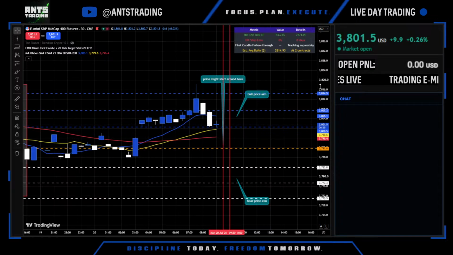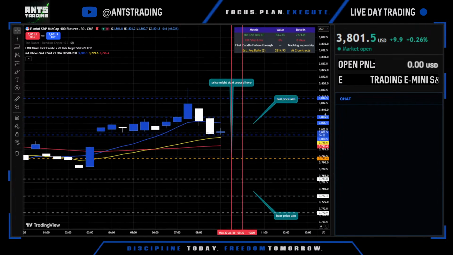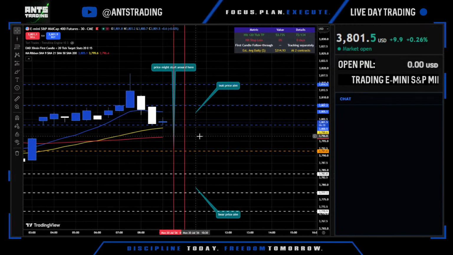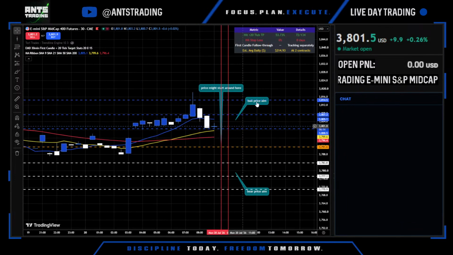So basically, I trade the first 30-minute candle, either if it goes up or down. I found that up at the top here, you see where it says hit 20-point TP.